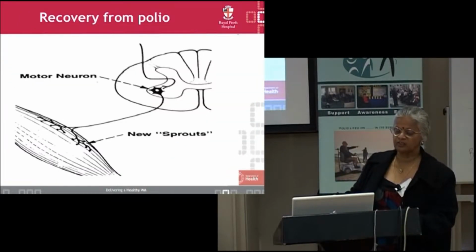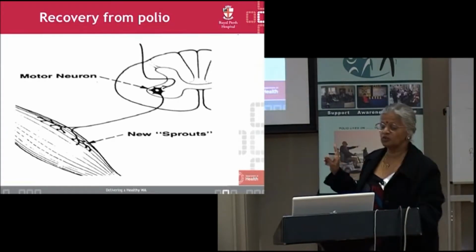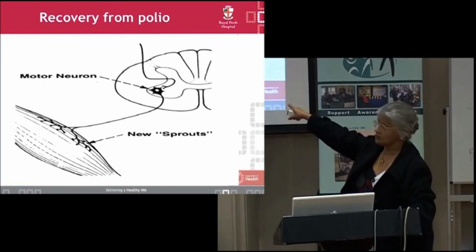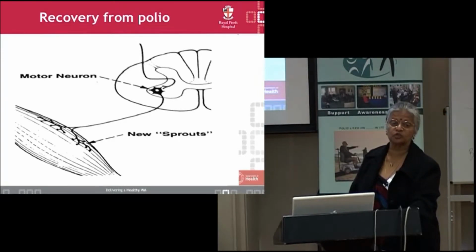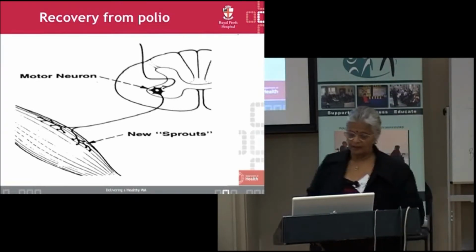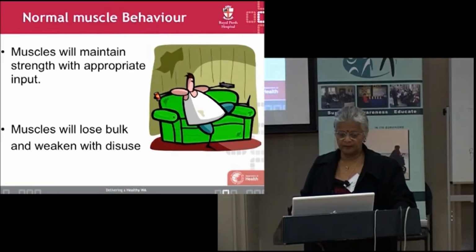What happened in late effects of polio, the new sprouts, I'm sorry, I forgot to paste another picture. In late effects, the new sprouts die back. So your muscles are still working, but they're working less efficiently now. Okay? It's still there. And now, again, just a recap of what we have been through before.